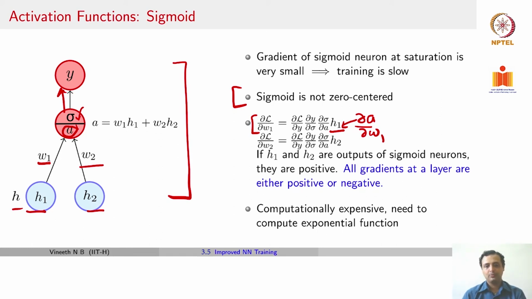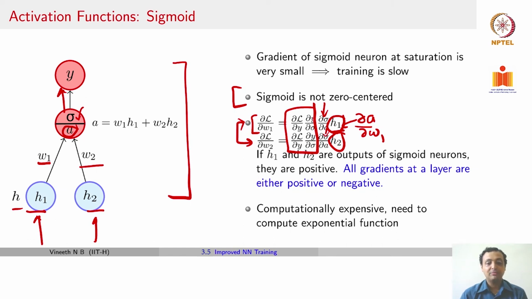Similarly for W2. If H1 and H2 were also outputs of some sigmoid neurons from a previous layer, they would both be positive. Which means you can see now that H1 and H2 would be positive. ∂σ/∂A, by the definition of the gradient of the sigmoid function, would also be positive. Which means both these gradients will assume the sign of this quantity, which is common for both the gradients. ∂L/∂Y into ∂Y/∂σ is common for the gradient of W1 and W2.